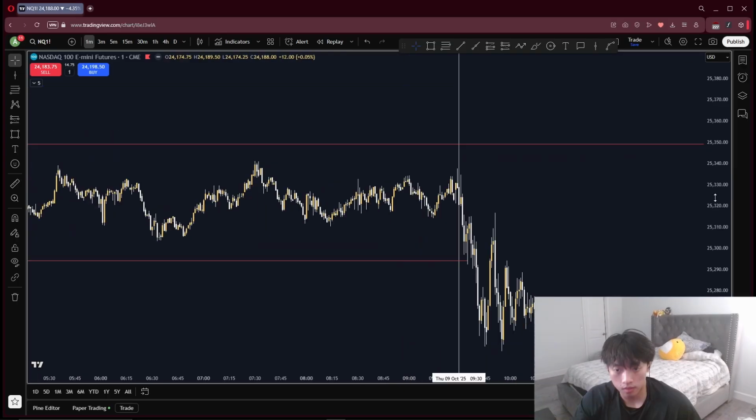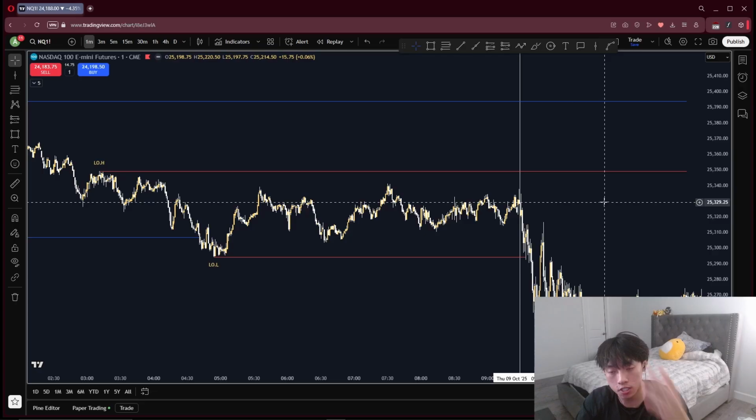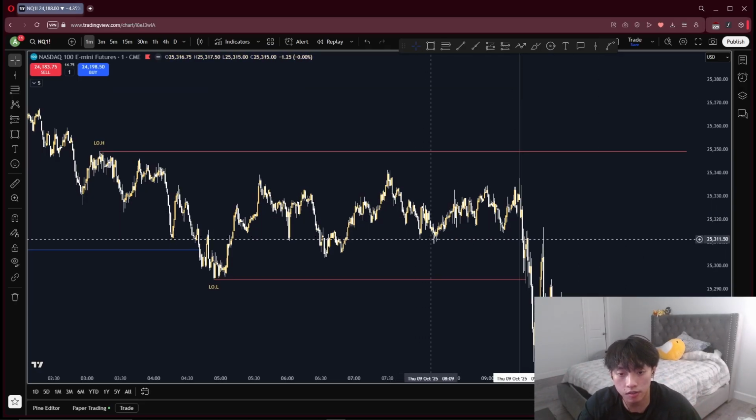All right, so now let's go into the second example. This is from yesterday. Like I said, you use this as a way to supplement your ICT concepts and everything you guys already learned from ICT, right? It's not a reason for why you should take a trade. It's there to help supplement and give you more confluences and conviction for a trade.